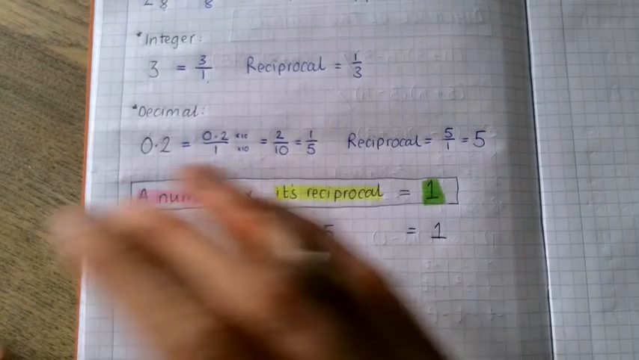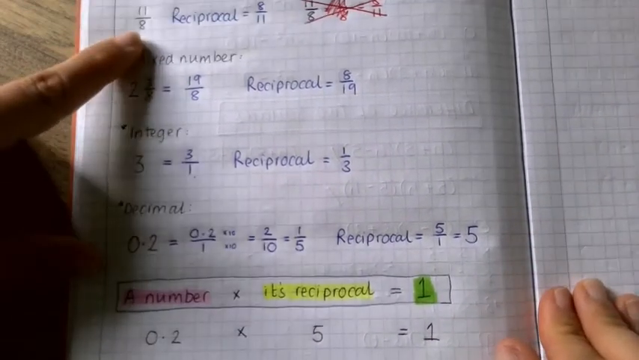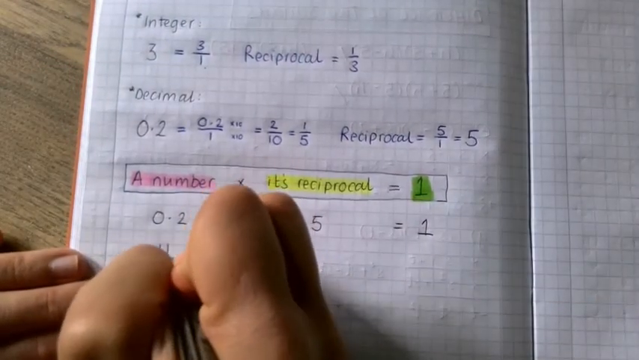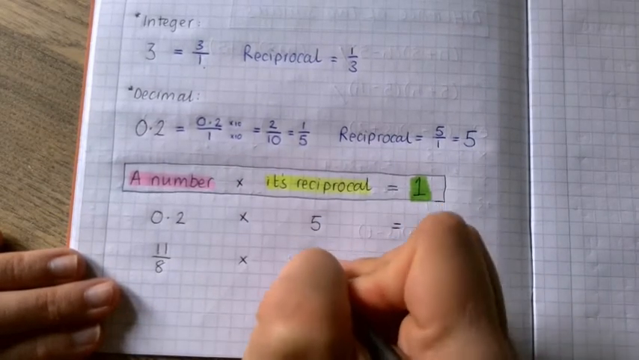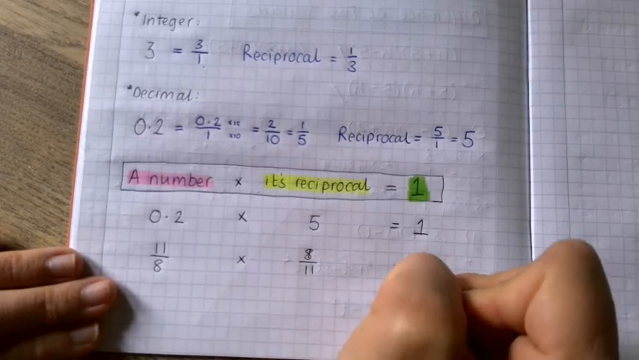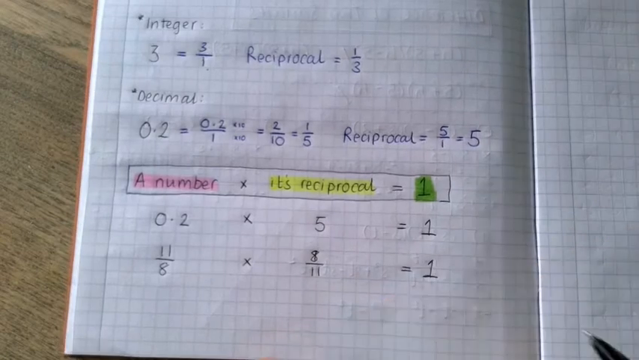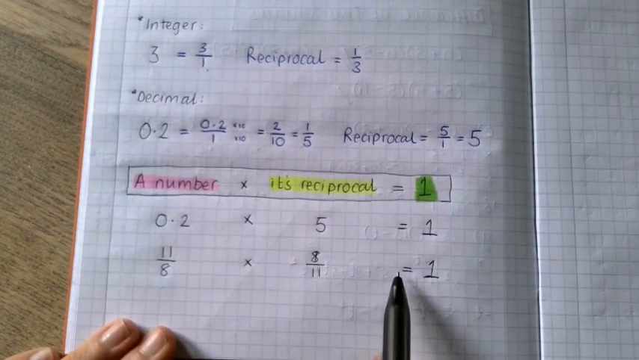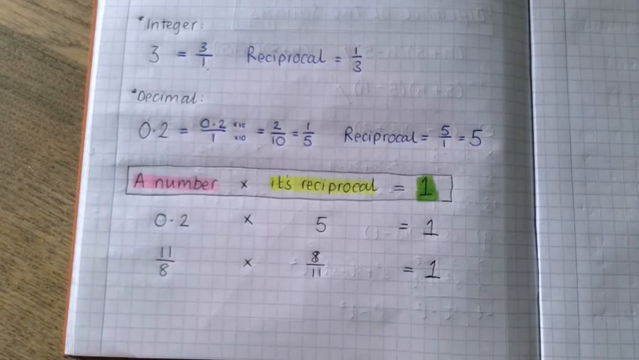The same for, maybe let me go to a pair up here. We had 11 over 8 and 8 over 11. So we had 11 over 8, and if I multiply it by its reciprocal, which would be 8 over 11, then I do get 1. Because I would get 11 times 8 is 88, and 8 times 11 is 88, and 88 divided by 88 is 1. So that's one fact that we need to know about reciprocals.